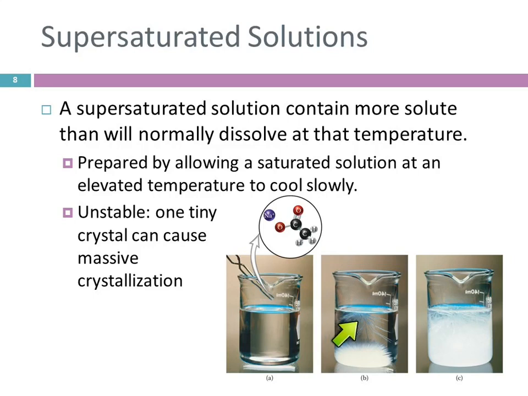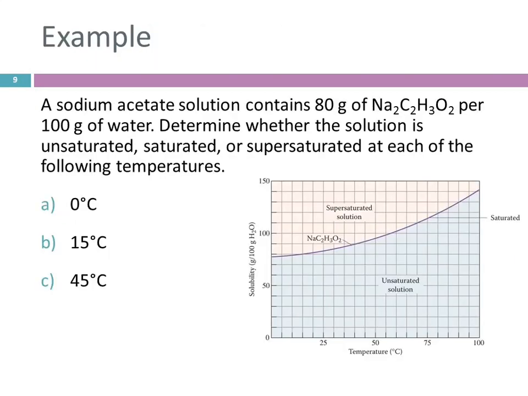It's very cool. You can watch the crystals form, and it will actually almost completely solidify because there's so much dissolved in there. So it's very unstable. One tiny crystal can set it off, or bumping it, or touching it with your finger, or looking at it strongly sometimes will set it off. So here's an example. A sodium acetate solution contains 80 grams of sodium acetate per 100 grams of water. So let's find that on this graph. And 80 would be right here. 80 grams. I'm going to draw a line all the way across here.